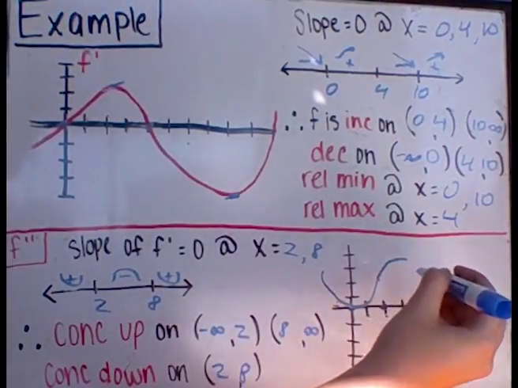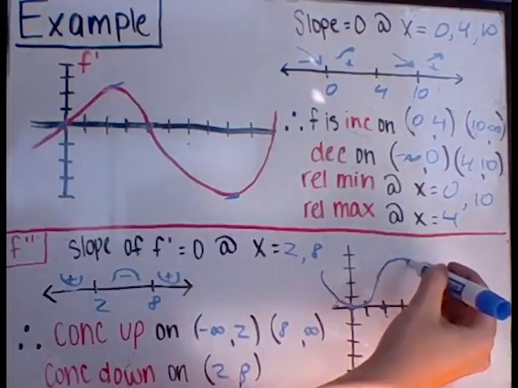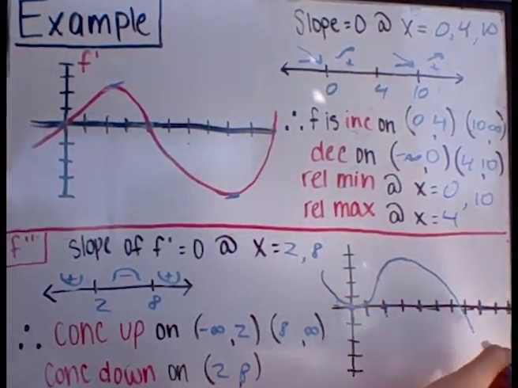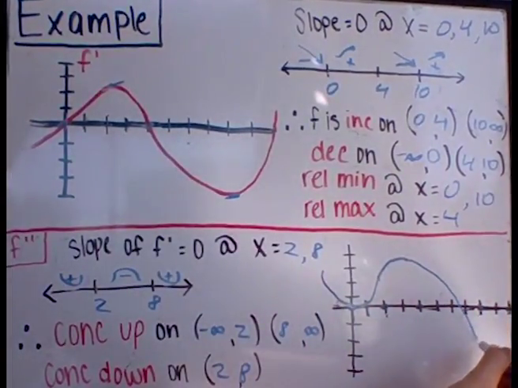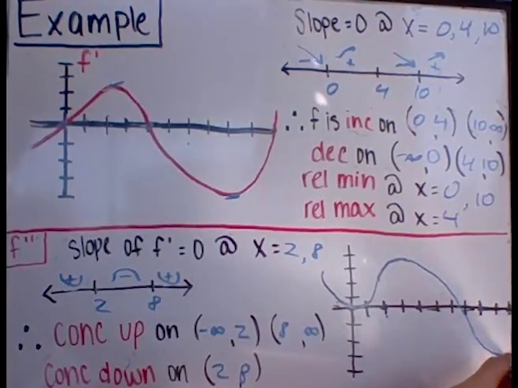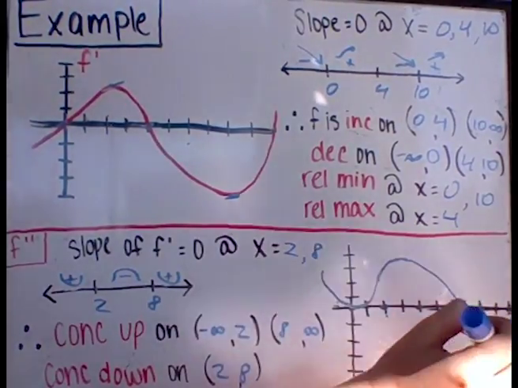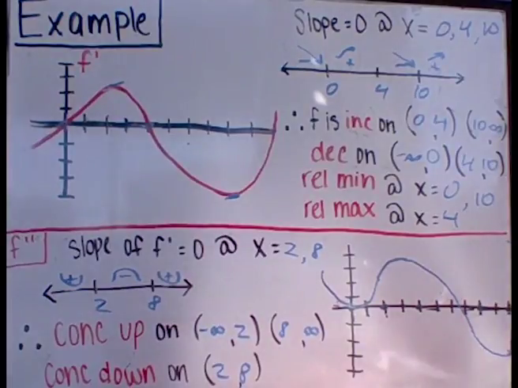increasing concave down, decreasing concave down, decreasing concave up, and finally, increasing concave up. And there you have it. You've just built your very own roller coaster.